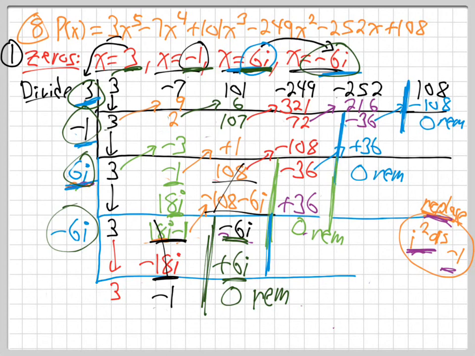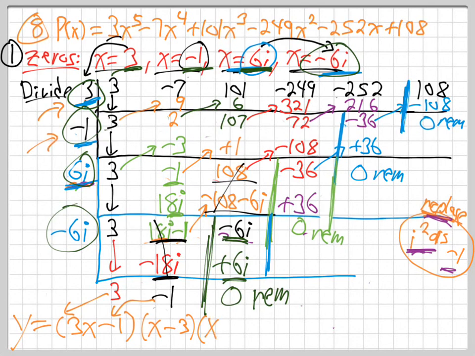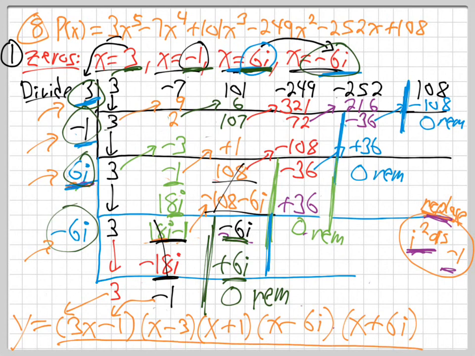And what are we left with? We're left with this. So now, y equals, this is going to be 3x minus 1. And then for each of these guys, remember we do opposite, so it's going to be x minus 3, and then opposite, x plus 1, and then opposite, x minus 6i, and then opposite, x plus 6i. There we go. There's the factorization that they wanted on this problem. That one was a lot of work.